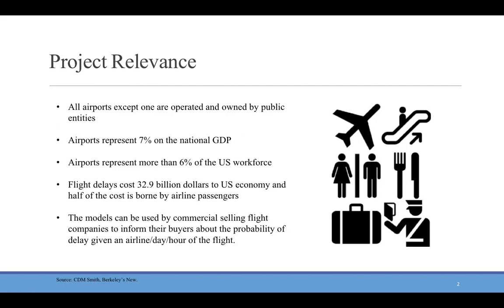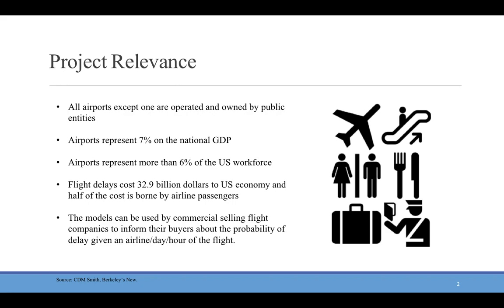But first, why is this topic relevant for public policy? All USA airports except one are operated and owned by public entities. Also, they contribute 7% of the GDP and more than 6% of the total workforce. However, flight delays cost $32.9 billion to the US economy, and half of that is borne by the passengers. So, a model that predicts flight delays can be used by flight-selling companies and passengers to make better informed decisions.